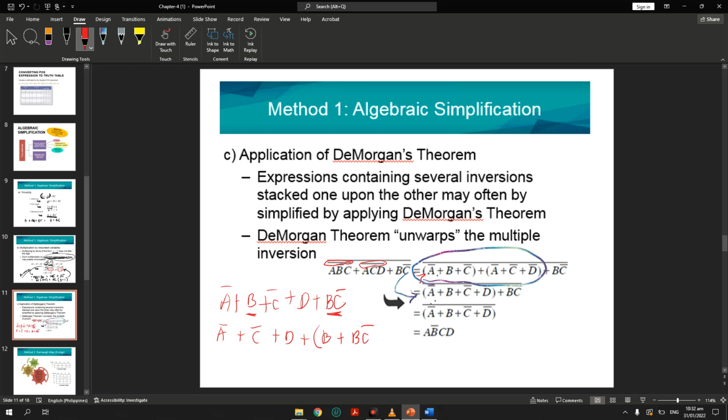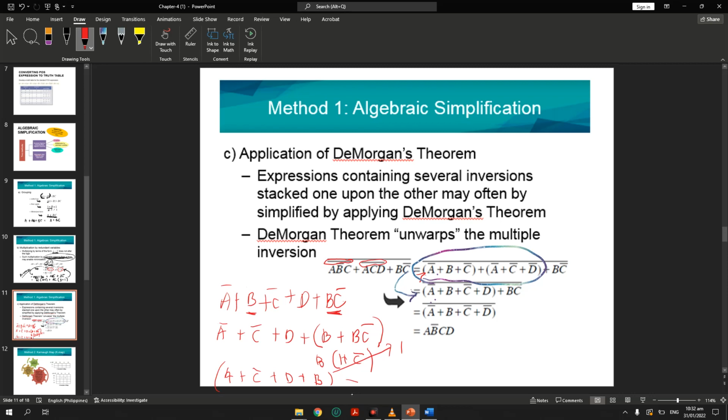So here, we can apply the grouping. And of course, this is B times 1 plus C complement. And again, this term is simplified into 1. That's why what remains is A complement plus C complement plus D plus B. That is the term here.